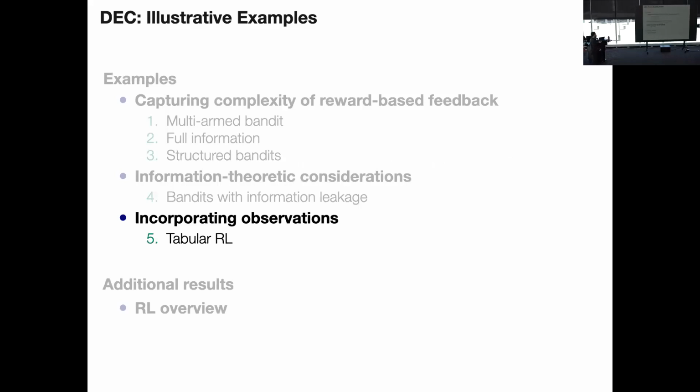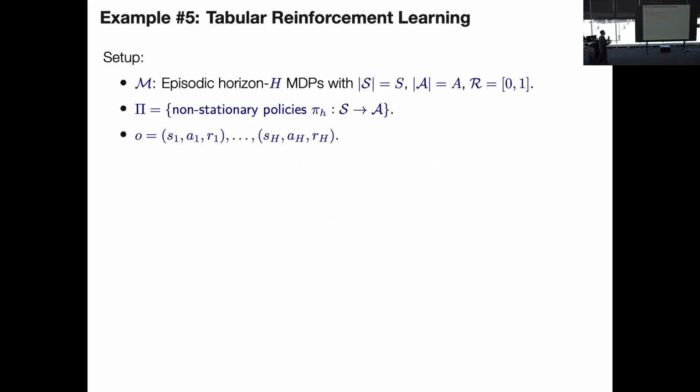And so with that in mind, we'll look at tabular RL, which is the most basic setting where these observations really play an important role. Just to remind, in this setting, models M in this class are going to be MDPs with horizon H. We're going to have a finite state space S, finite action space A, and then our decisions will be what policy to run in our MDP for the episode. Our observation is the trajectory you get.